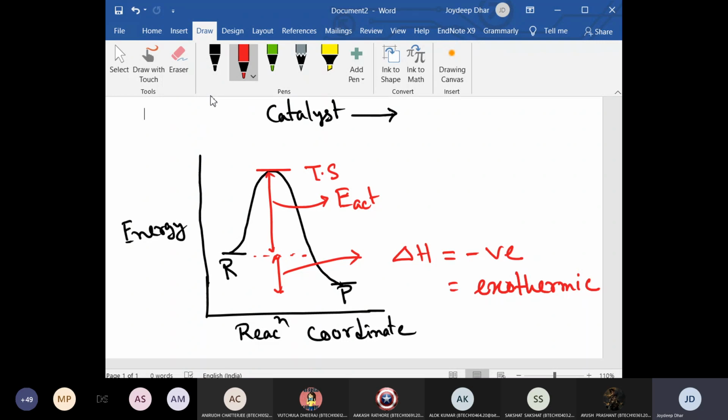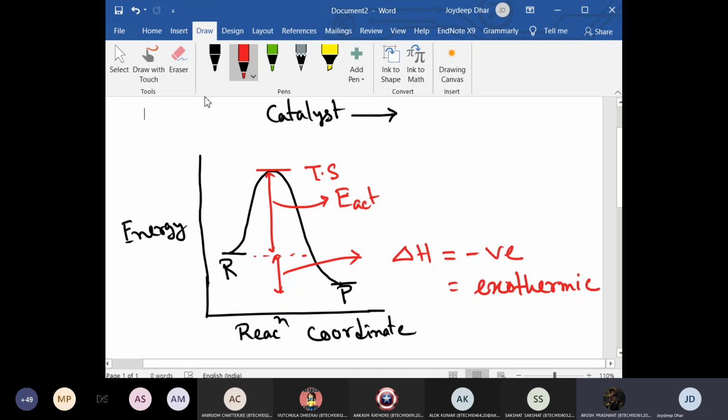If you want to draw endothermic, then the product energy will be above the reactant. So it will be endothermic, and delta H will be positive. So the general profile I have shown is for a common reaction. Now, if you add a catalyst, what will happen?